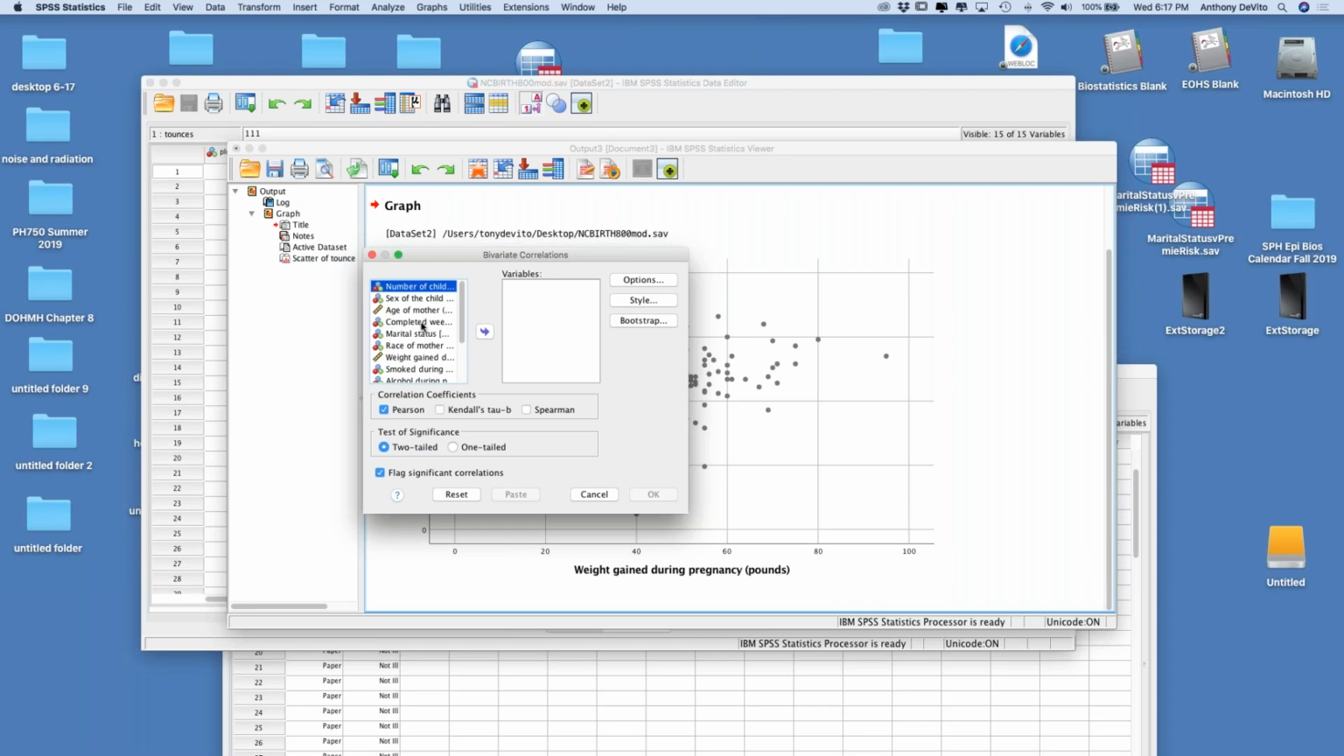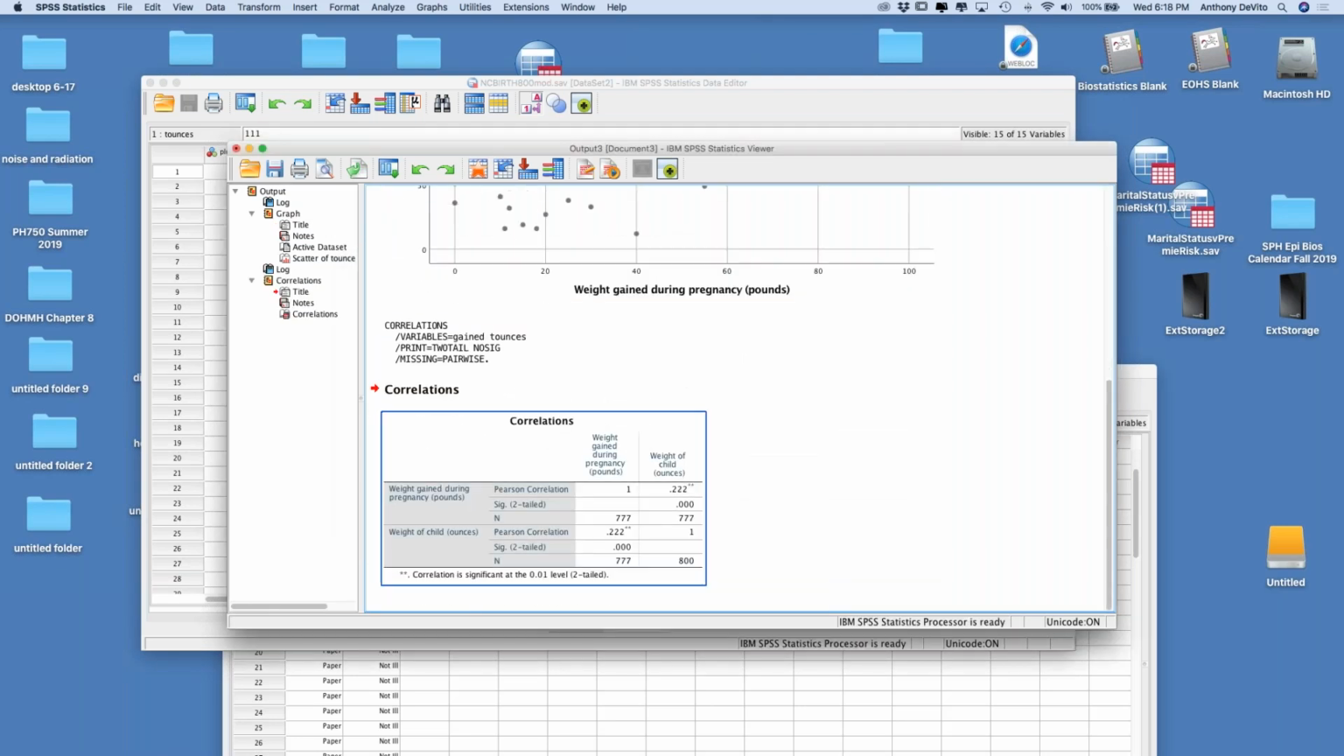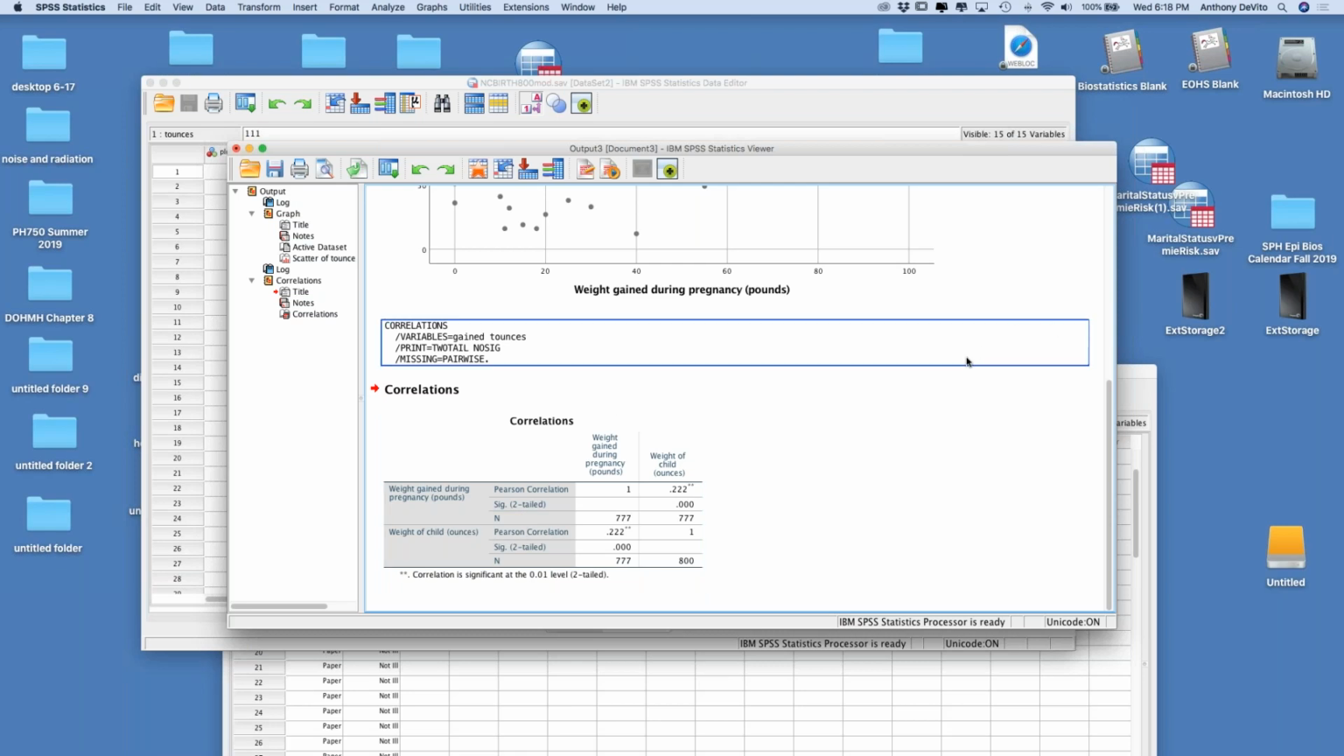So let's give it a try. So complete, let's see, marital status, weight gain during pregnancy, and the weight of the child in ounces. Put that in there, and I'm actually going to calculate my Pearson's R. Okay, and see what I get. Well, my correlation is, boy, what a weak correlation, right? 0.222. So 0.222 is a positive correlation. As the mother gains more weight, the weight of the baby tends to get greater as well.